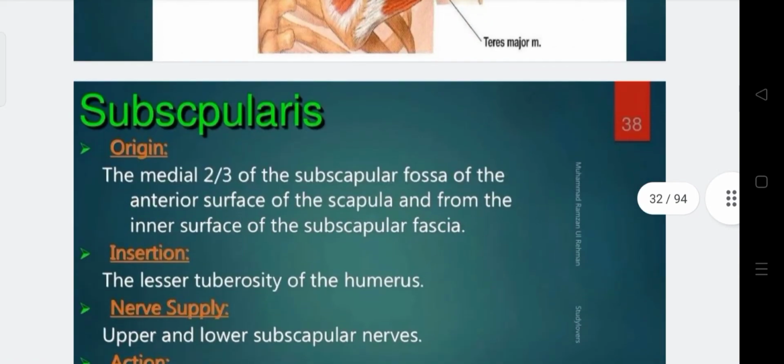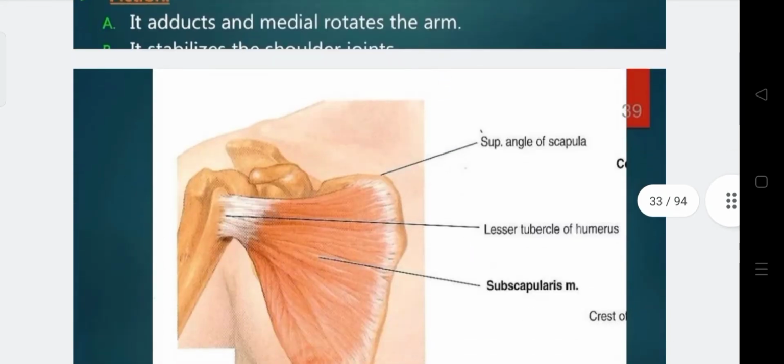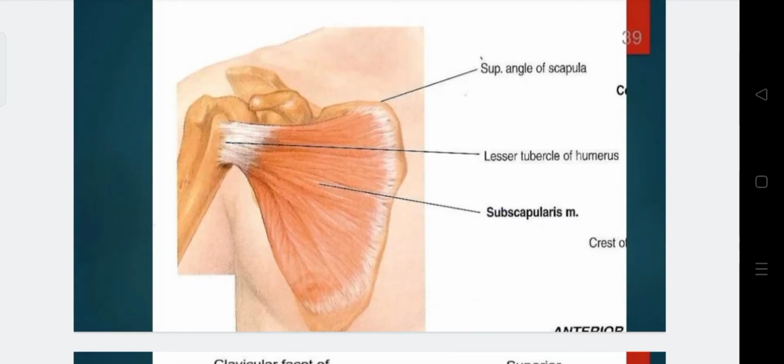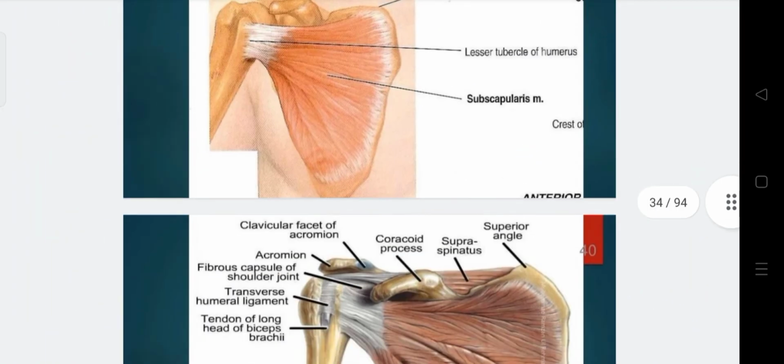The next muscle is the subscapularis. It originates from the medial two-thirds of the subscapular fossa of the anterior surface of the scapula and from the inner surface of the subscapular fascia, and is inserted into the lesser tuberosity of the humerus. It's supplied by the upper and lower subscapular nerves. It adducts and medially rotates the arm. In the close-up view, you can see its diagram. Basically, on the anterior surface of the scapula there is the subscapular fossa, and above that is this muscle, inserted into the lesser tuberosity.